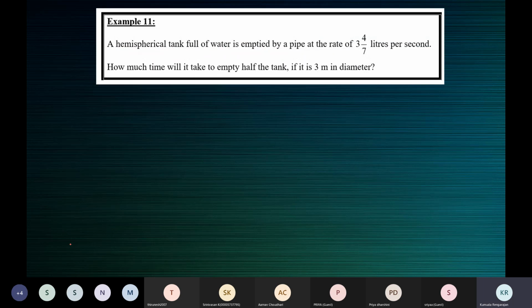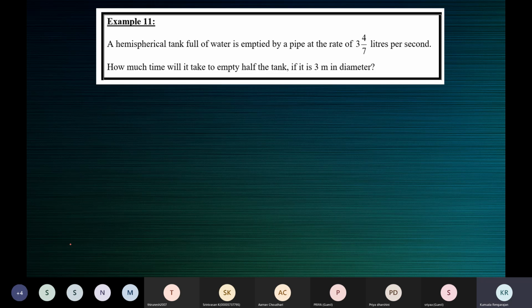We'll do this and wind up the session for today, children. A hemispherical tank full of water. A hemispherical, not a spherical, hemispherical tank. What is the formula to find the volume of a hemisphere? 2 by 3 pi r cube. Good, Arnav, thank you. A hemispherical tank full of water is emptied by a pipe at the rate of 3.4 by 7 liters per second.